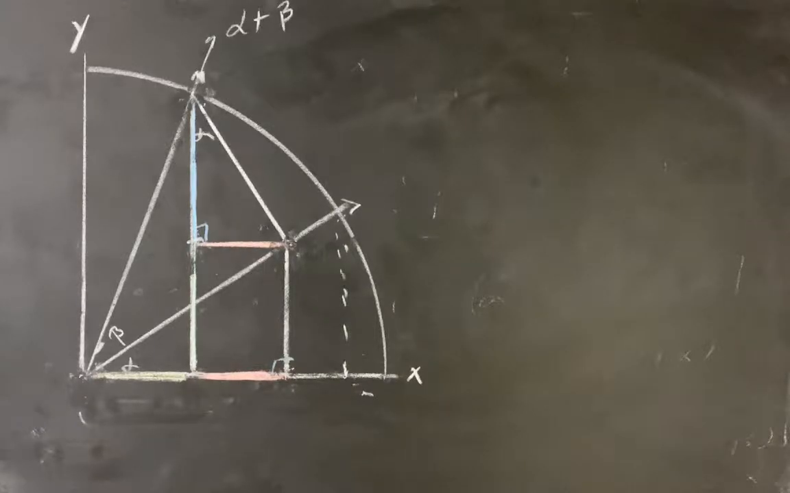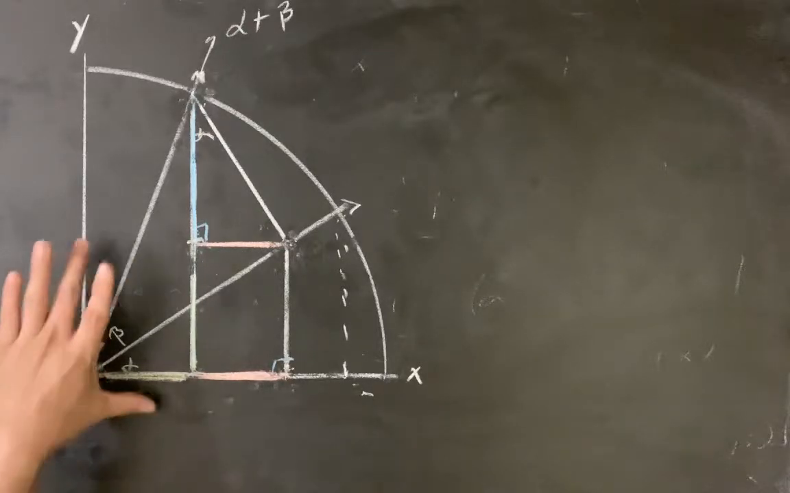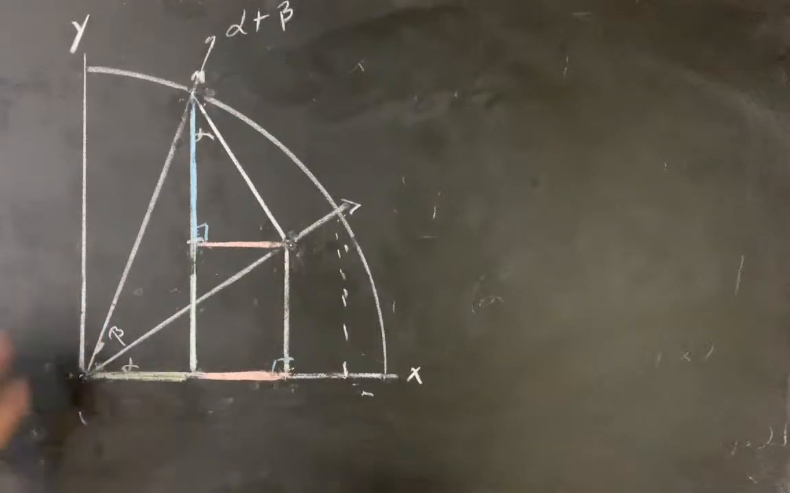Using the same concepts as finding sine of alpha plus beta, let's talk about cosine of alpha plus beta using this construction of double projections.